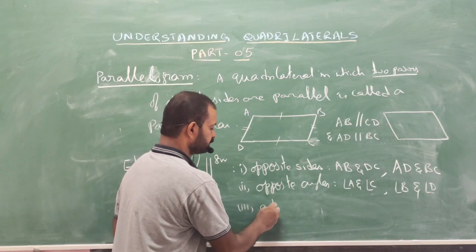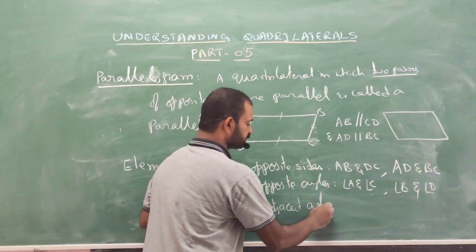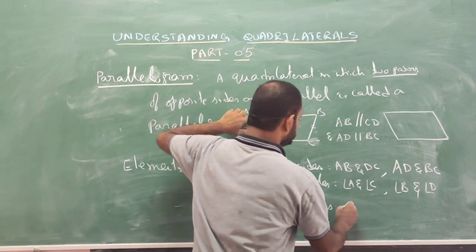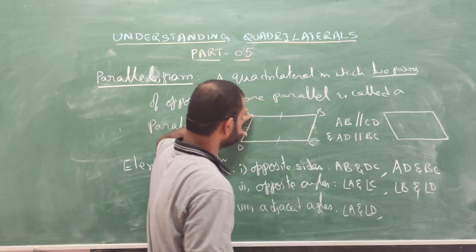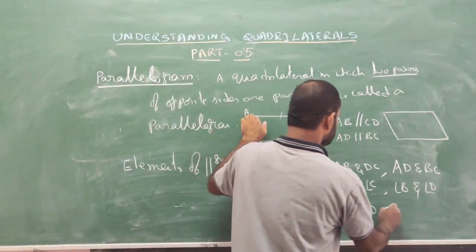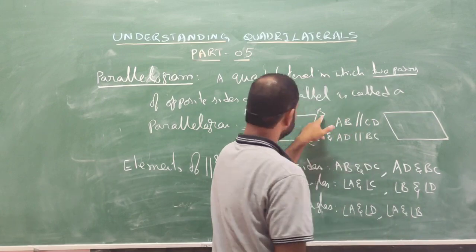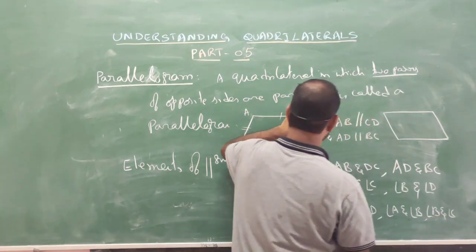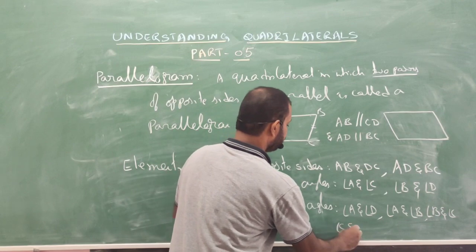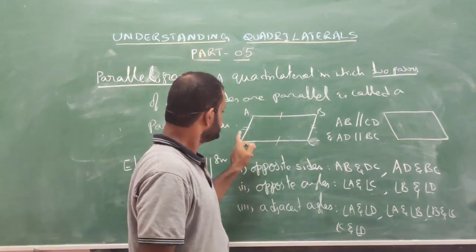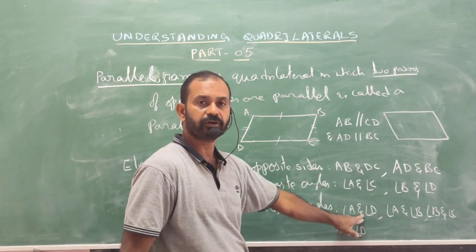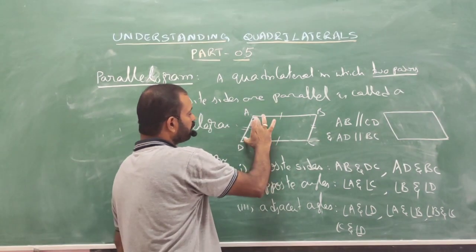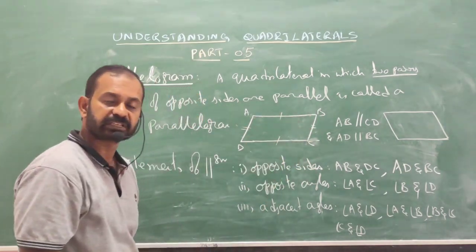Third one: adjacent angles. What are the adjacent angles? That means side by side angles. Angle A and angle D are adjacent angles, or angle A and angle B. Angle B and angle C are adjacent angles. Angle C and angle D are adjacent angles. Angle D and angle A I have already written. Now we know what are the opposite sides, the opposite angles, and the adjacent angles. So I hope it is clear to everybody.